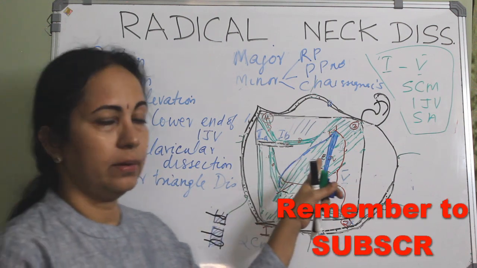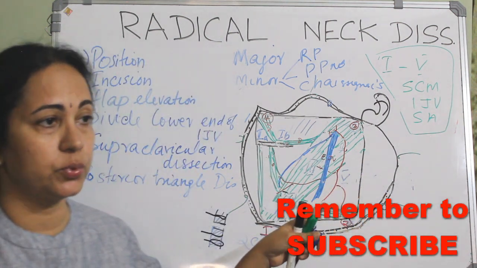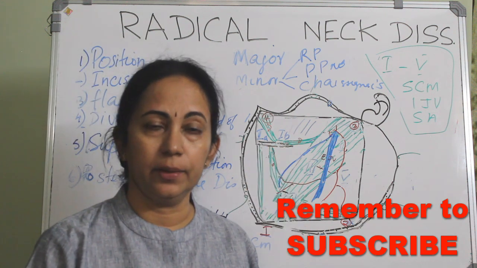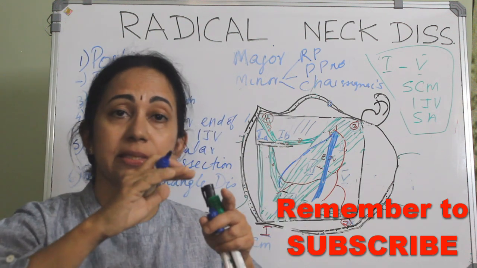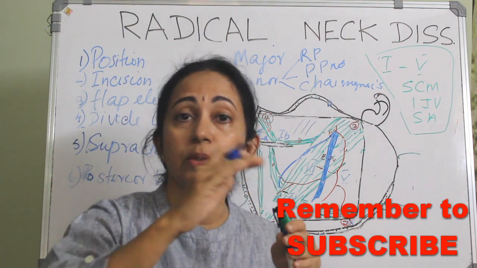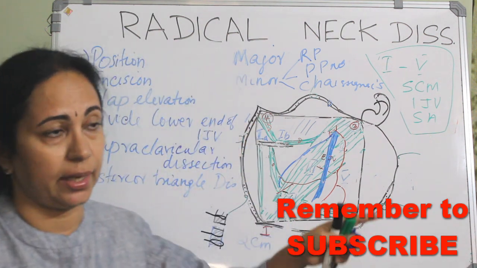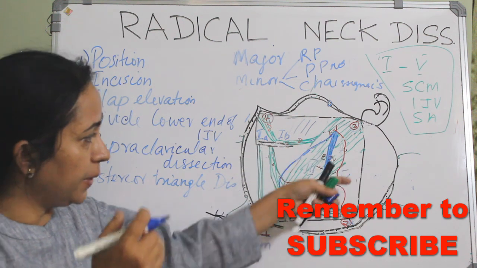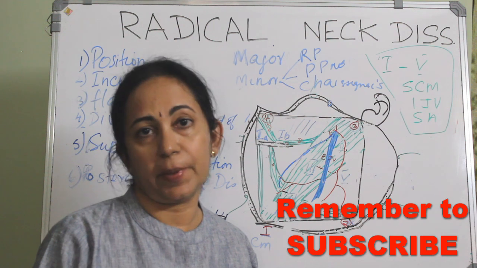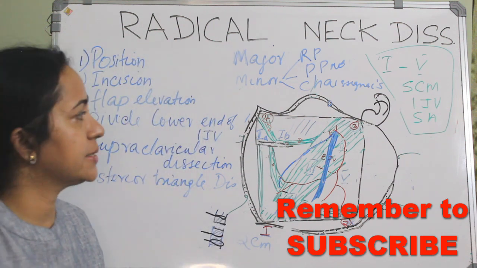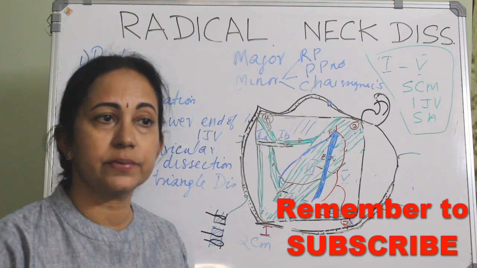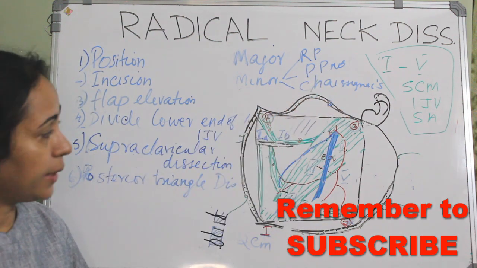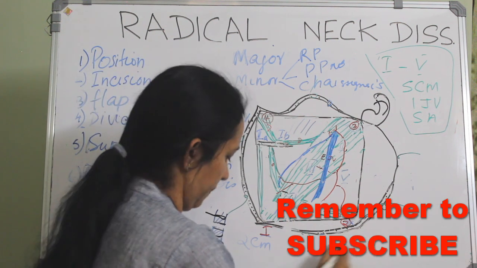So before starting dissection of the posterior triangle, you should identify the spinal accessory nerve, because you should remember that the spinal accessory nerve actually forms the roof, lying on the roof of the posterior triangle, and all important structures are lying below or caudal to the spinal accessory nerve. And the spinal accessory nerve emerges from the lateral border of sternocleidomastoid at the junction of its upper 1/3 and lower 2/3, and that point is called the Erb's point.